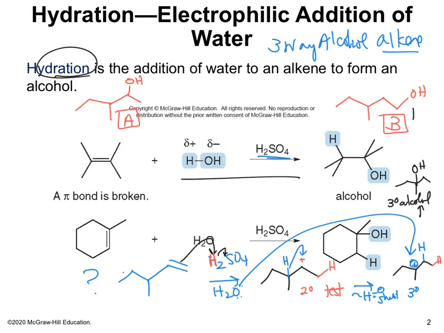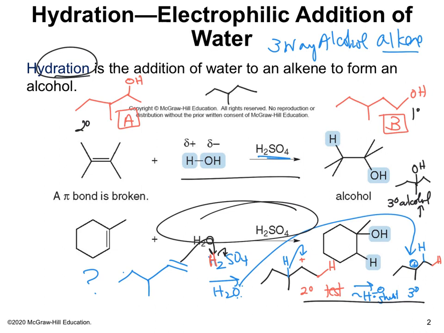Okay, do you see that this is a primary alcohol and this is a secondary alcohol? So this pathway is a way to make an alcohol, but because you get carbocation rearrangement, this cannot make the alcohols A and B. So how would you make this alcohol? So this is your starting material. What reagents would you use to make B, and what reagents would you use to make A?